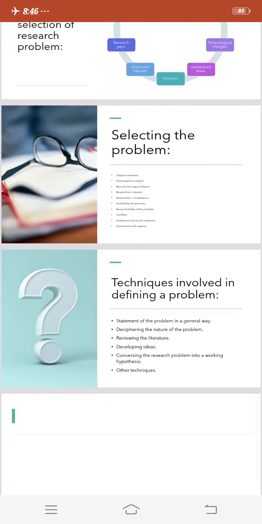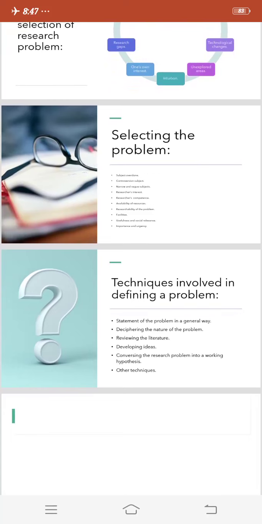For example, general topics are economics, commerce, management, and so on. The researcher must choose a particular area, so you have to choose the population size and the areas to be considered. Next is the preliminary study; observation will enable him to form a research problem in general terms.